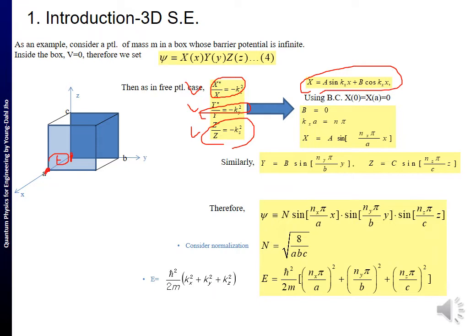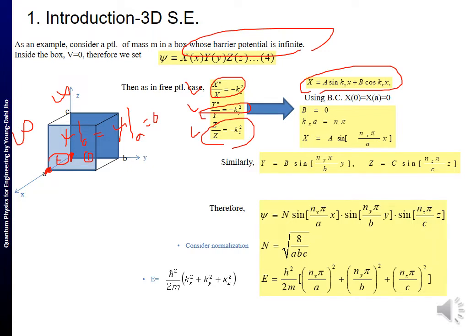Then if we set the potential to be 0 from 0 to a along the x-axis, then we know the wave function psi should be 0 at x equals 0, and also should be 0 at x equals a. If we consider the three-dimensional box, the particle can exist only within the box. Outside it cannot exist. So the potential is infinity outside, and 0 inside.